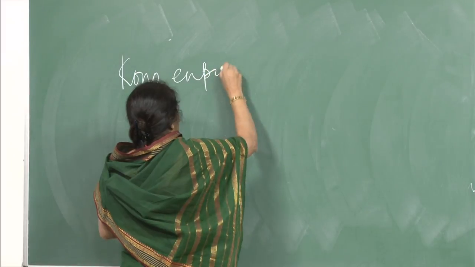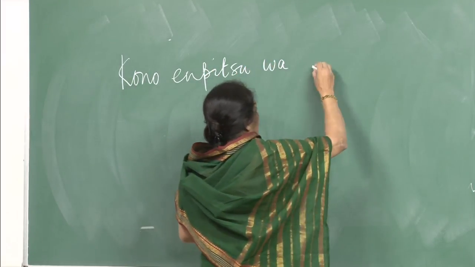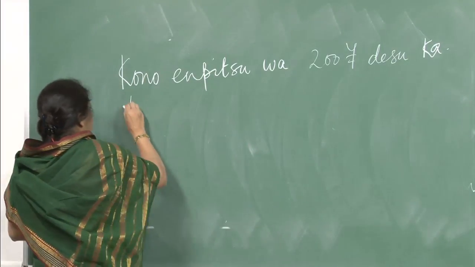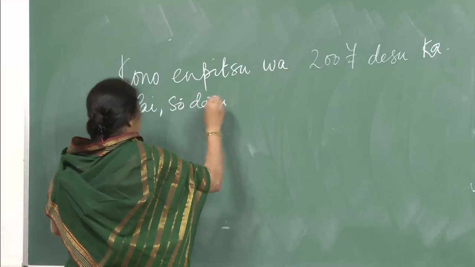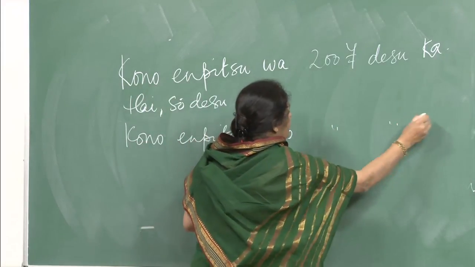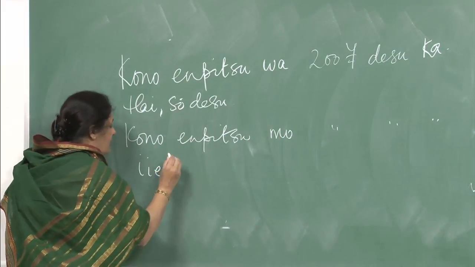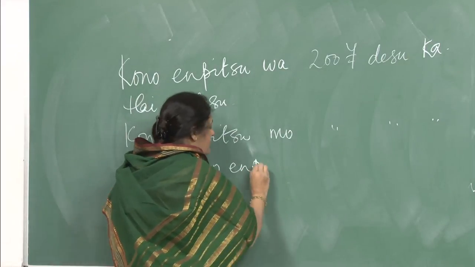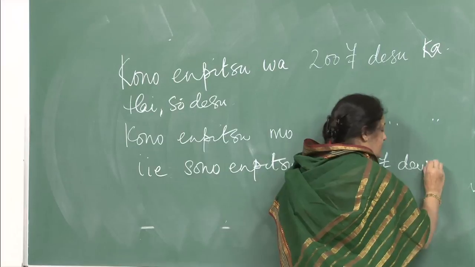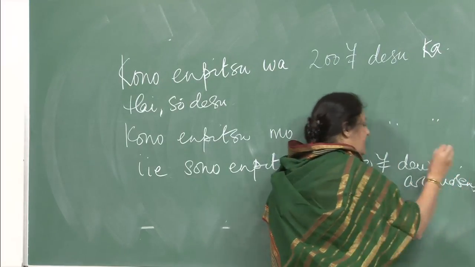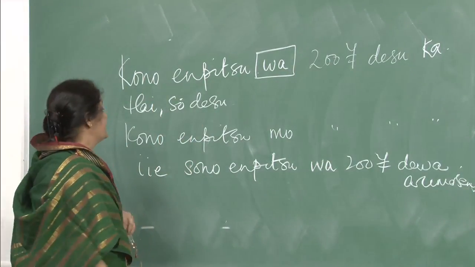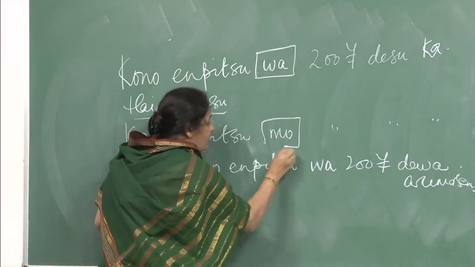Kono enpitsu wa 200 yen desu ka? Hai, so desu. Kono enpitsu mo 200 yen desu ka? Iie. Sono enpitsu wa 200 yen arimasen. So now over here, wa is there. Kono enpitsu wa 200 yen desu ka? Says, hai, so desu. Over here, he uses mo instead of wa.